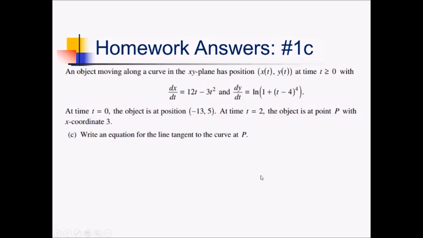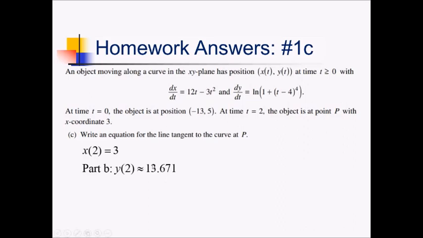For this part of the problem, they want the equation for the line tangent to the curve here at P. So for tangent lines, we need an x value, a y value, and the slope. Well, the x value they sort of gave us here. They said at time 2 the x value was 3. So we'll use 3 in our tangent line formula. We also just found the y value in part B.